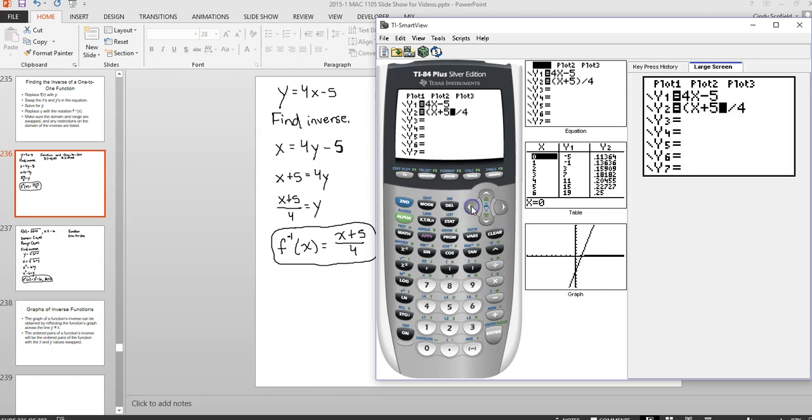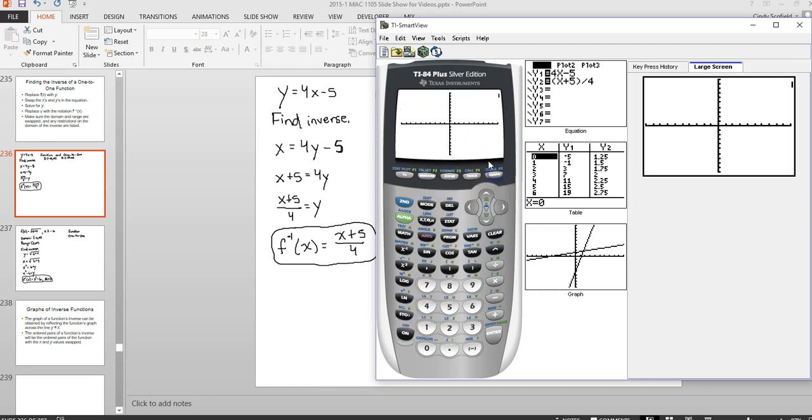All right, I'm going to go ahead and make this one thicker so you can tell them apart. I'm also going to do a y equals y sub 3, and it's just y equals x. I'm going to graph all three.